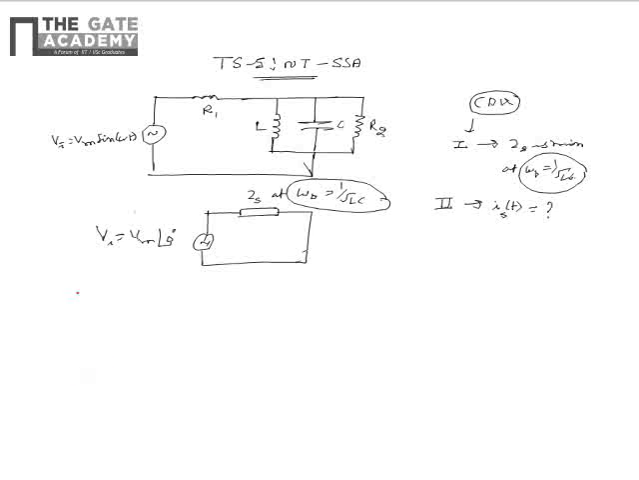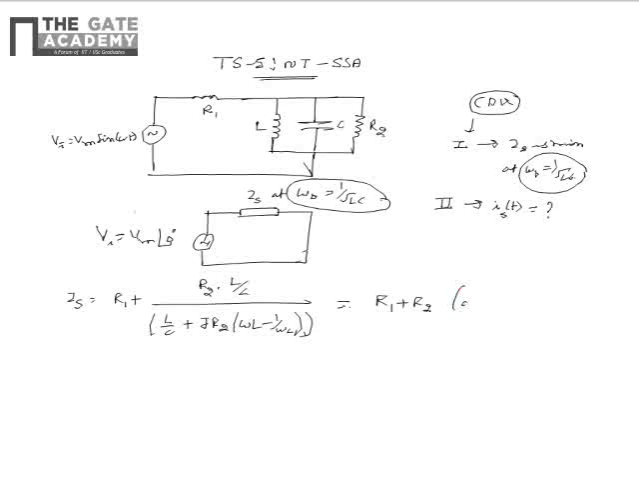So if we see the impedance as seen from the source, it can be written as R1 plus R2 into L by C divided by L by C plus jR2 multiplied by omega L minus 1 by omega C, and this is equal to R1 plus R2 at omega naught equal to 1 by root LC. That is, if you substitute for the angular frequency as 1 by root LC.